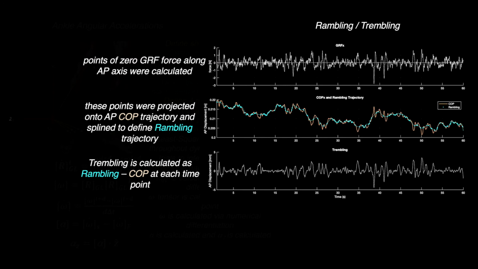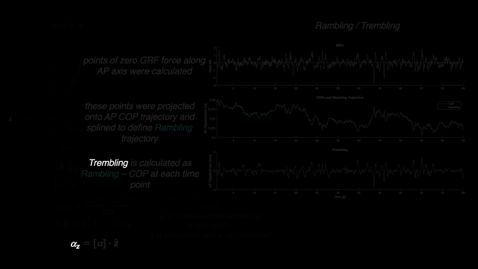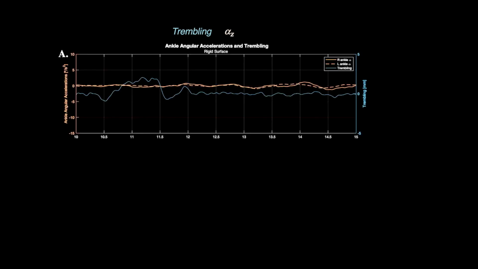So we take those blue dots and we spline them together by a third order polynomial spline. That is supposed to represent our rambling trajectory, which is the trajectory or the motion of a position defined by the central nervous system in time to help guide and direct postural sway. Again, searching for limits of stability. Trembling is simply the difference between rambling and the actual center of pressure. So any deviation, as seen here between center of pressure and rambling, should be represented by a large trembling value. The larger the trembling value, the larger the restorative force towards the actual center of pressure trajectory that is seen on the screen.